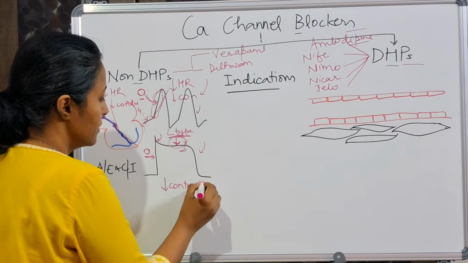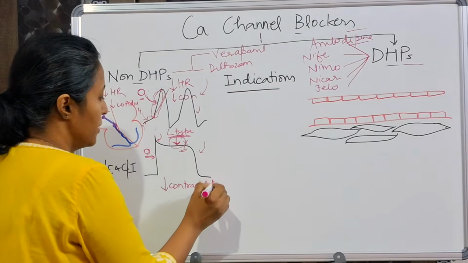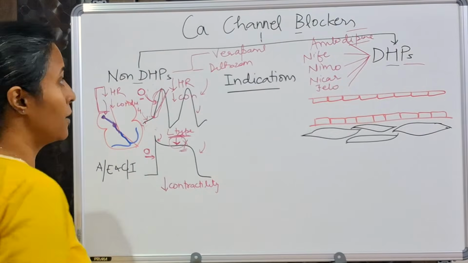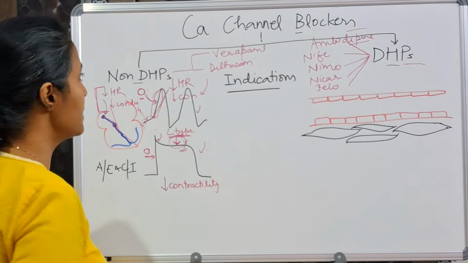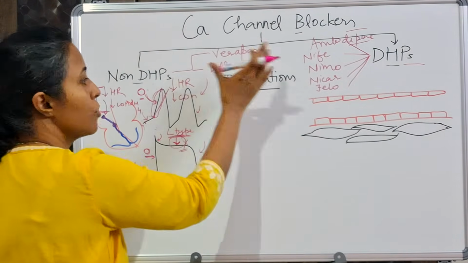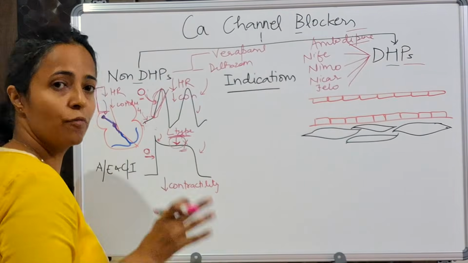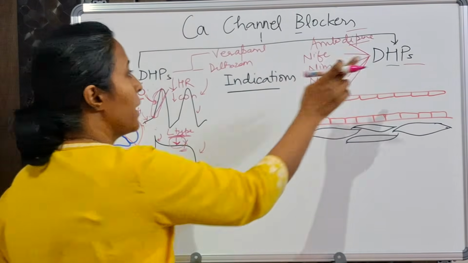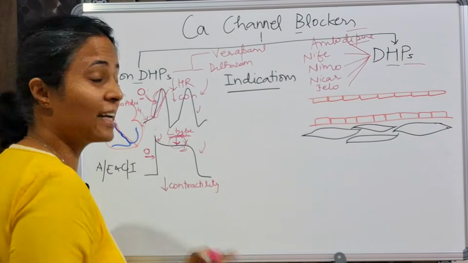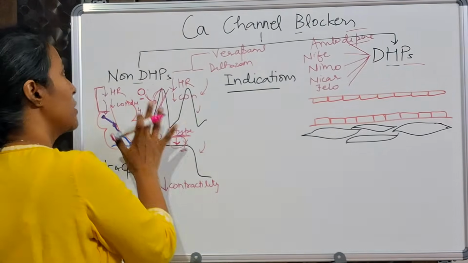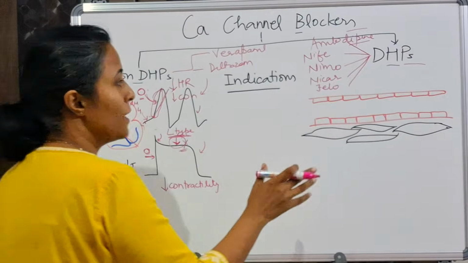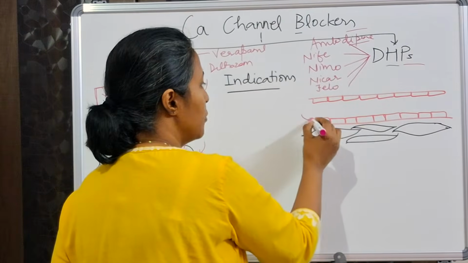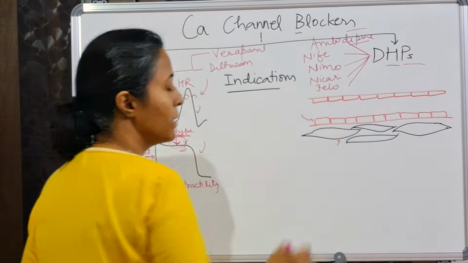Okay. So that was the action on the heart. What about the action on the smooth muscle of the blood vessel cells? I told you that these two drugs also act on the smooth muscle of the blood vessels, but DHPs are more selective for the vessels. They do not act on the heart, they act only on the vessels. Okay, so in vessels, here this is the endothelial lining and this is the smooth muscle cell.